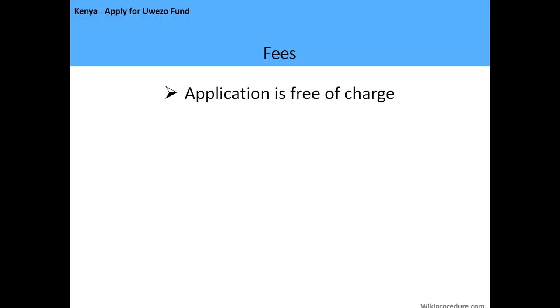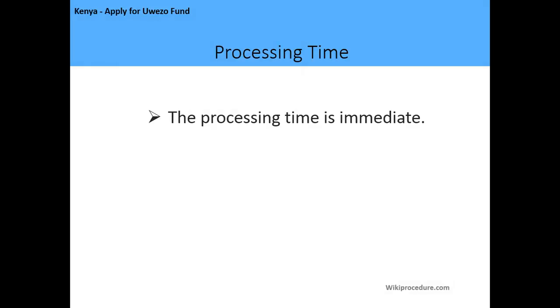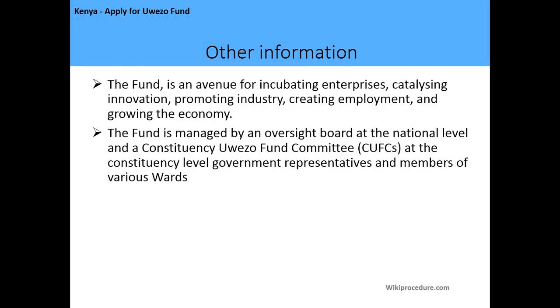So let's move on. The application is free of charge. The validity period is as long as the period of loan repayment. The processing time is immediate. Once you have gone through the capacity building process, you will be issued with the funds immediately. The head office of Uwezo Fund is at Lono House, Standard Street, Nairobi, and you can visit their website at www.uwezo.go.ke. Other information is that the fund is an avenue for incubating enterprises, catalyzing innovation, promoting industry, creating employment, and growing the economy. The fund is managed by an oversight board at the national level and a constituency Uwezo Fund Committee at the constituency level, made up of government representatives and members of various wards.